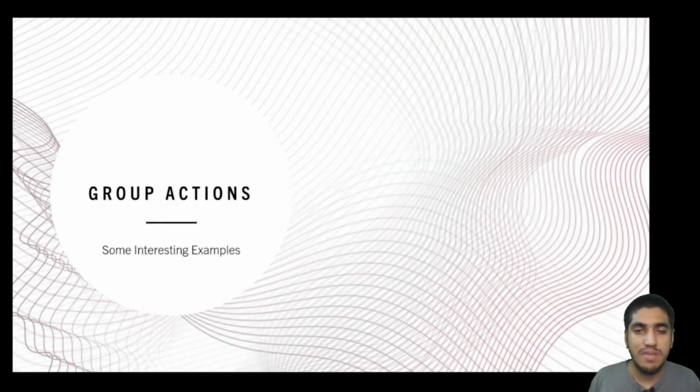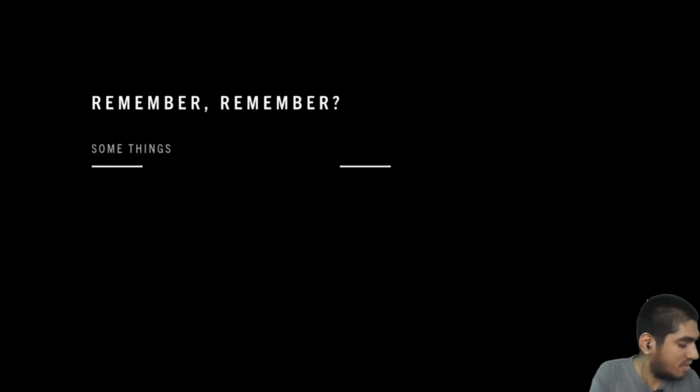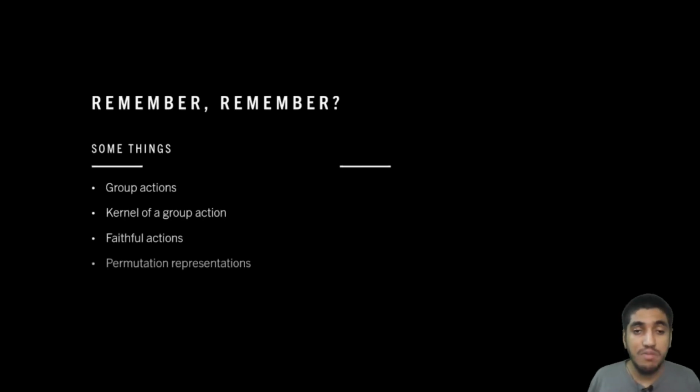Let's take a look at some examples and counterexamples of group actions. I'm hoping that you have taken a moment off to recollect the definition of group actions, kernel of a group action, faithful actions, and permutation representation. If you haven't, pause the video, take a moment to recollect those ideas.